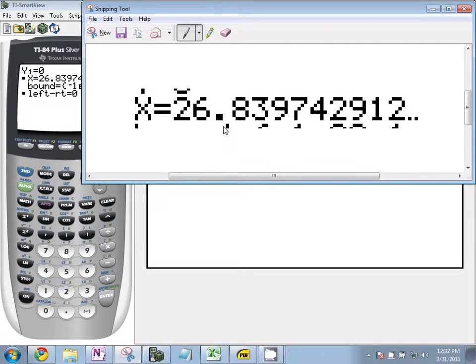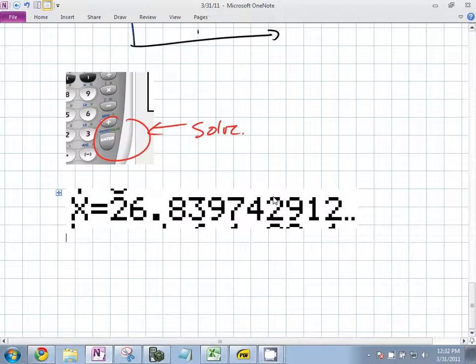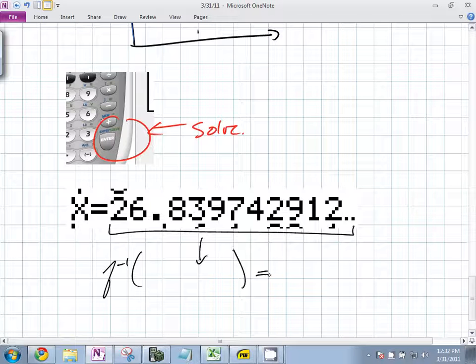No, we're not quite done. We found the function. That's f inverse of 910.25. What do we now need to find? F inverse of this. Now, on your calculator, should you ever have to type out that number? No. What did it save that number as on your calculator?